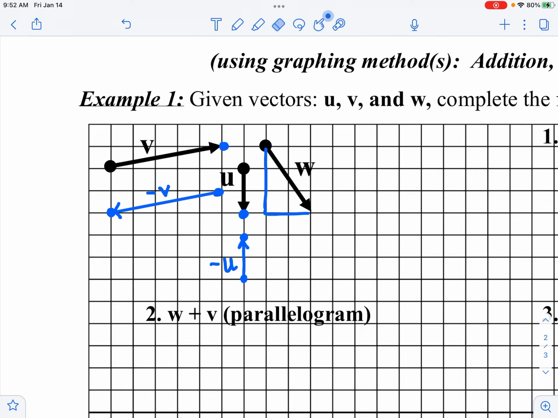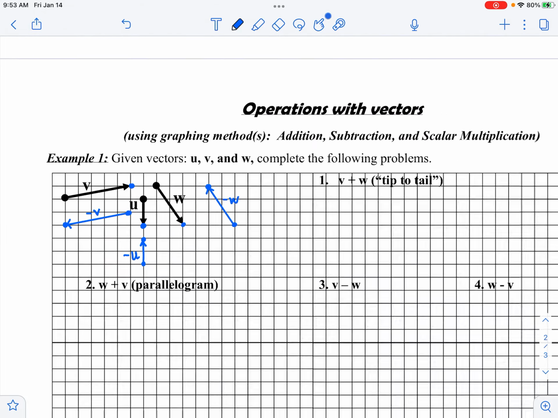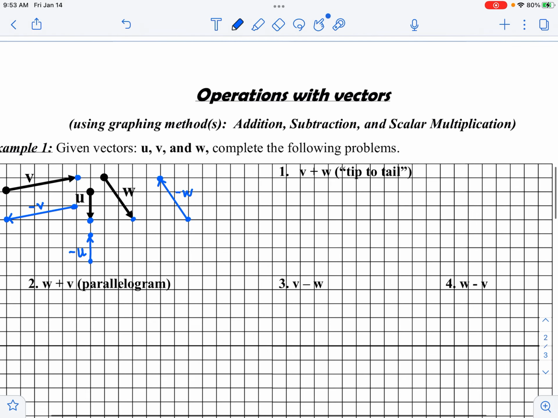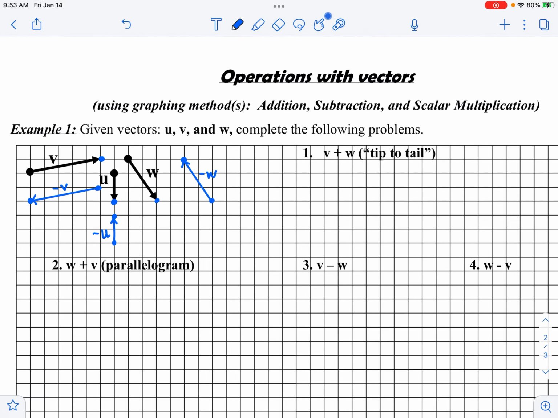And then if you look at w, it has a slope of down 3, right 2. So I'm going to make a point, go down 3, right 2, but then I'm going to go from the second point to the first point, and that is the opposite of w. This will help me when I'm doing this, so I can just look at the picture and say, okay, this is how it looks.